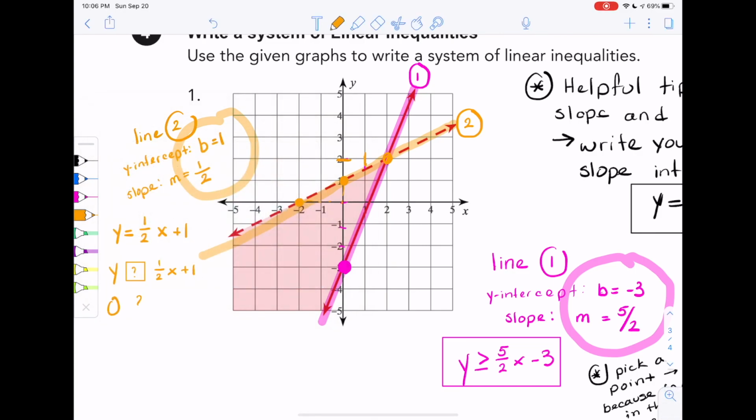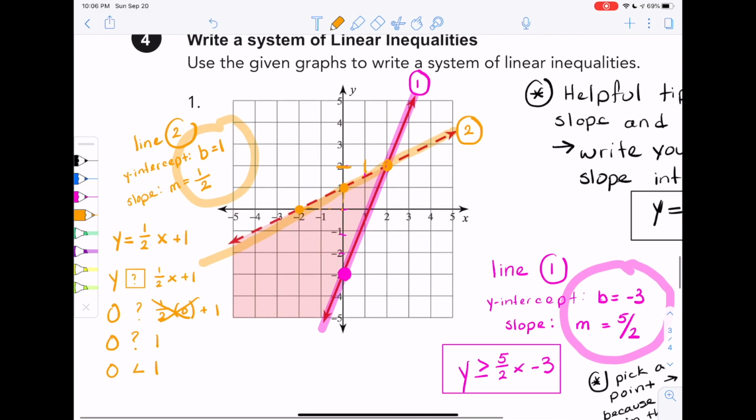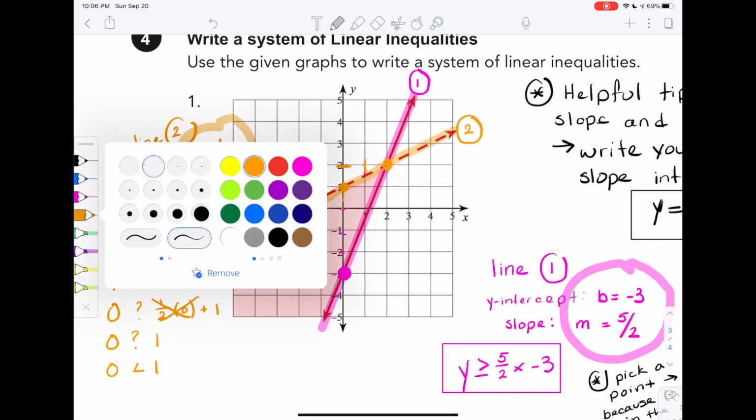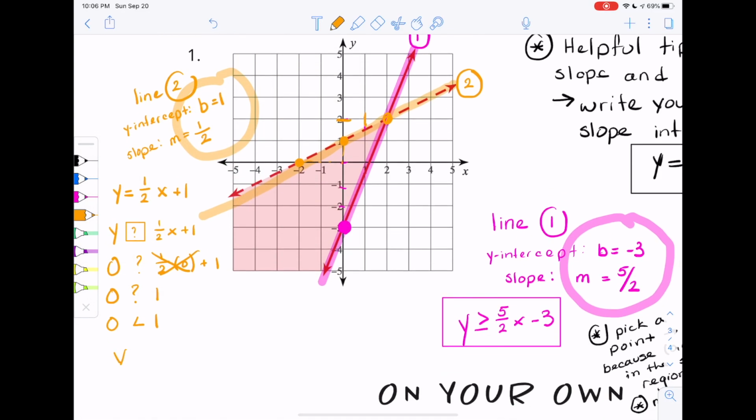We have 0 is some relation to 1/2 times 0 plus 1. 1/2 times 0 will cancel. We have 0 is what relationship to positive 1. And we know that 0 has to be less than 1. The reason why we do just less than is because it's a dashed line in the coordinate plane. So I can write my final line as y is less than 1/2 x plus 1.